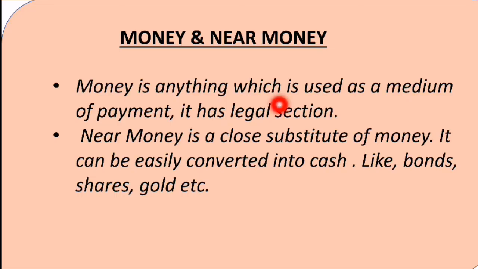Now see, there is one more concept of money and near money. Now what is this money and near money? See, money is anything which is used as a medium of payment and has a legal sanction. So therefore it refers to paper currency and coins and demand deposit. It is basically nothing but cash. So if I'm saying money, money means cash. It is the most liquid form of money, the most liquid thing that you have, in exchange of which you can get anything.